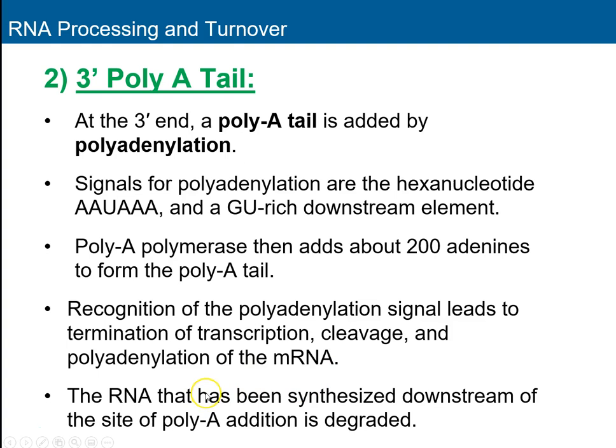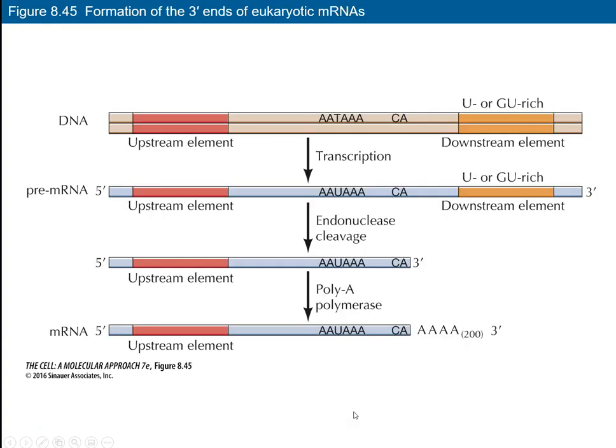Recognition of that poly A tail leads to termination of transcription, right? Cleavage and polyadenylation of the mRNA. Sorry, this is all about mechanism here too, right? There's this polyadenylation signal that essentially terminates transcription, and then you have the addition of that poly A tail there. Any RNA that's been synthesized downstream of that poly A tail is actually degraded, okay? And so that's what this is basically showing here, in terms of the mechanism.